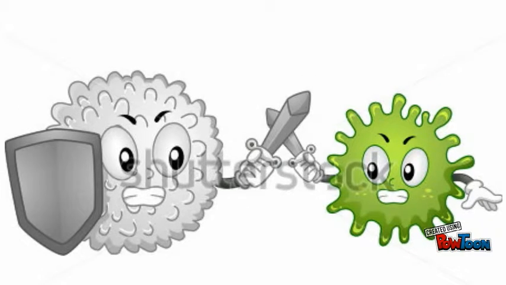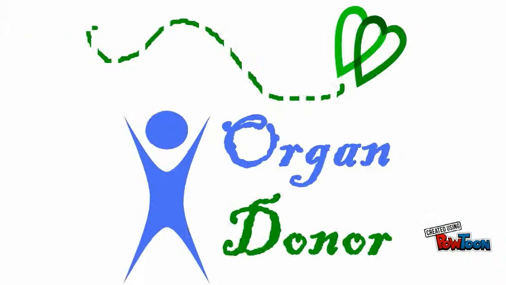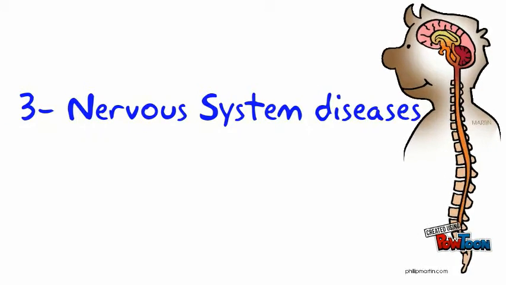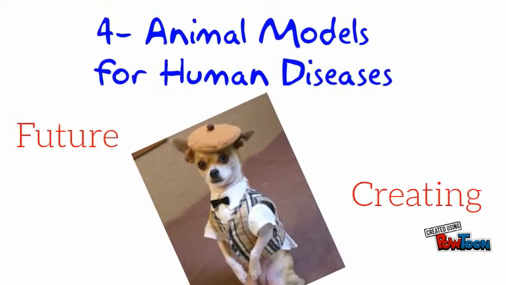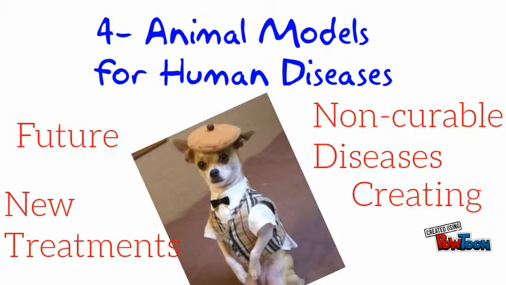It will also help to solve the immune rejection problem of transplanted organs, as every person can be his own organ donor. It is expected to cure many nervous system diseases like Alzheimer's. In the future, it is expected to help in creating animal models for human disease, to invent new treatments for non-curable diseases.